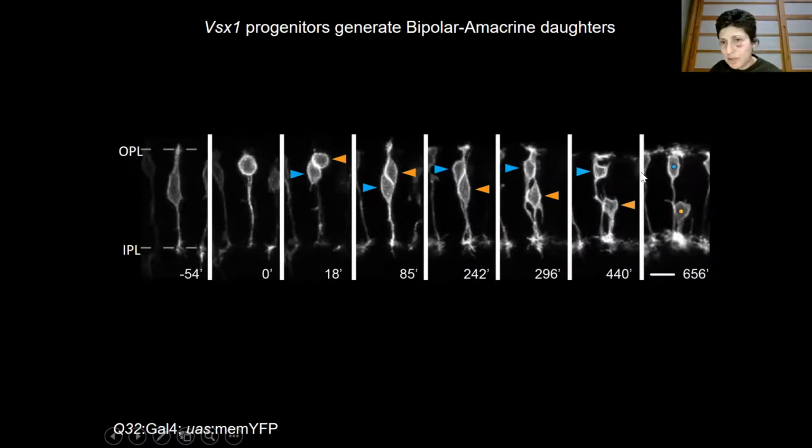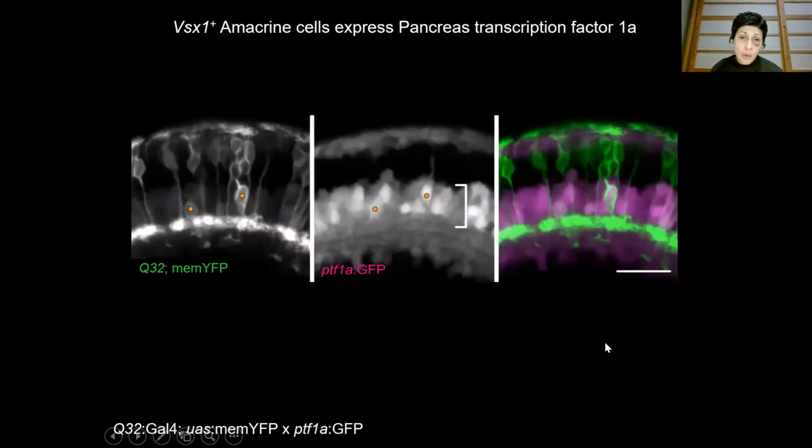I hope you're convinced, based at least on morphology, that the blue labeled cell is a bipolar cell and the orange an amacrine cell. Okay. Now we know that these amacrine cells are bona fide amacrine cells, not just based on their morphology and their location, but also on the expression of known amacrine cell markers. In this case, PTF1A GFP, this is a transgenic marker.